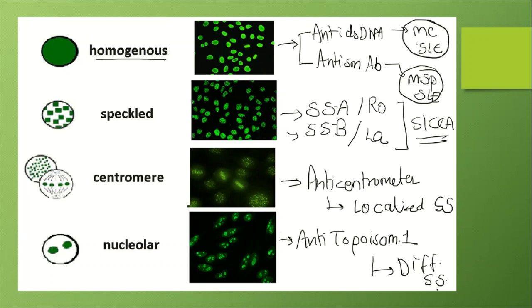So this is the entire table which we need to know. At the time of screening, you will get these different patterns of immunofluorescence. Homogeneous by anti-dsDNA or anti-Smith antibody, related to SLE. Speckled by anti-Ro and anti-La, related to Sicca syndrome or Sjogren syndrome. Centromeric associated with anti-centromere, localized cutaneous scleroderma. And nucleolar pattern by anti-topoisomerase antibody, diffuse scleroderma. I hope everything is clear.